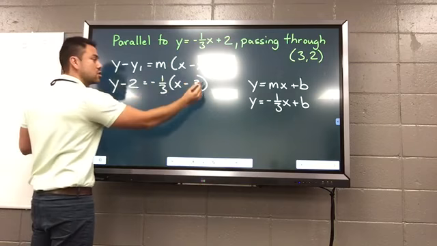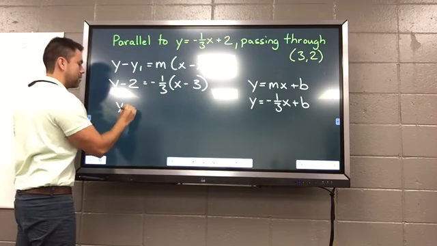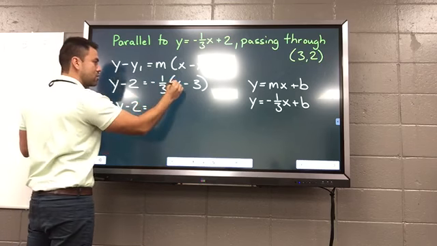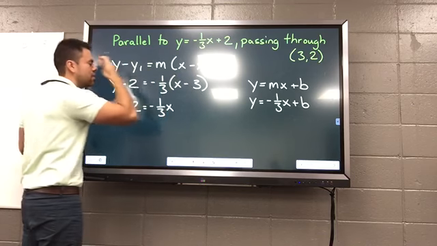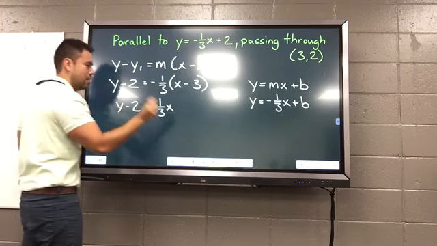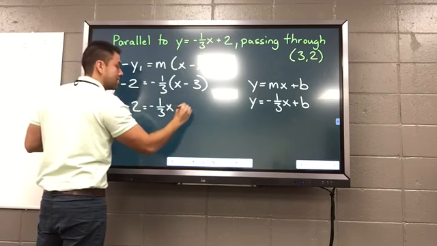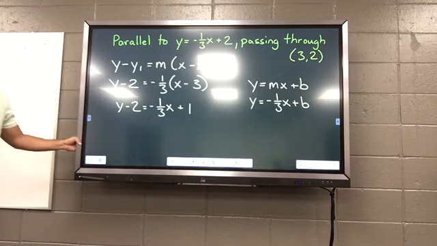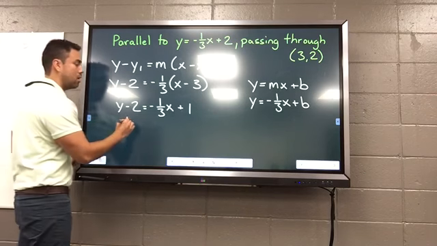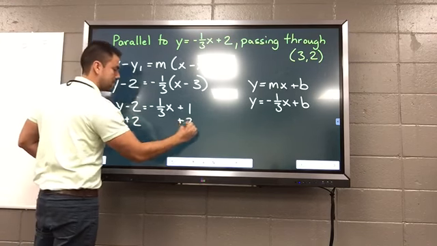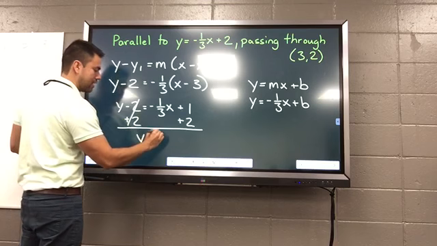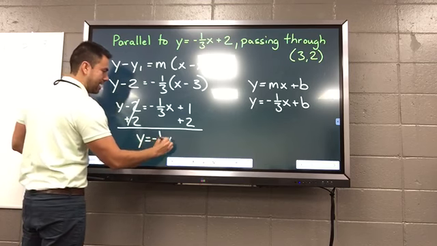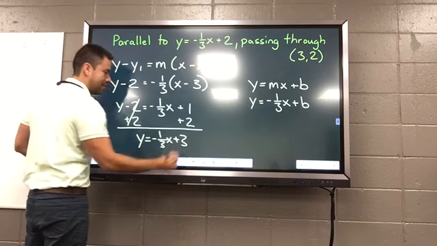Okay, I'm just going to use distributive property right here. Ready? So y minus 2 equals, what's negative 1/3 times x? Negative 1/3 x. What's negative 1/3 times negative 3? Positive 1. Is it in slope-intercept form yet? No. Oh, if I add 2 to both sides, I'm going to get y equals negative 1/3 x plus 3.